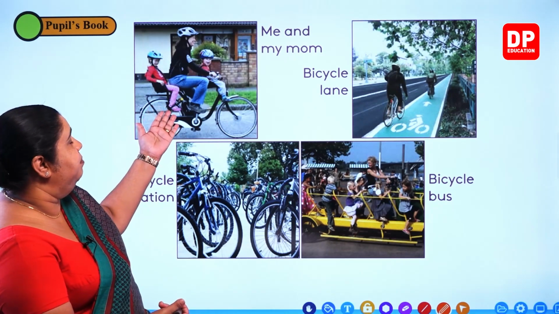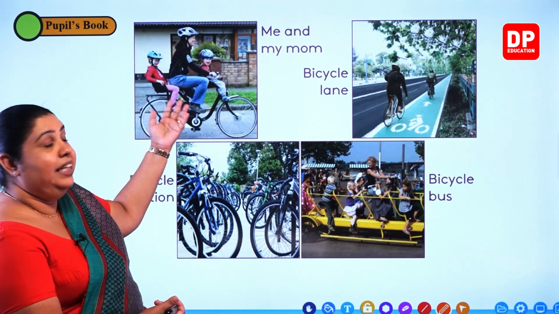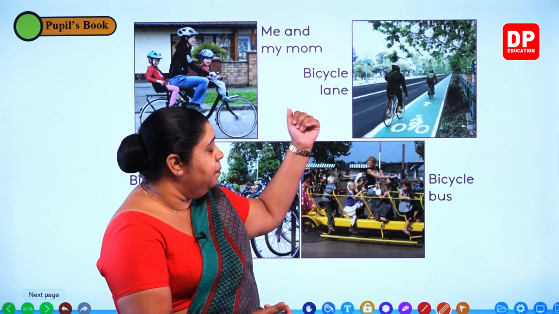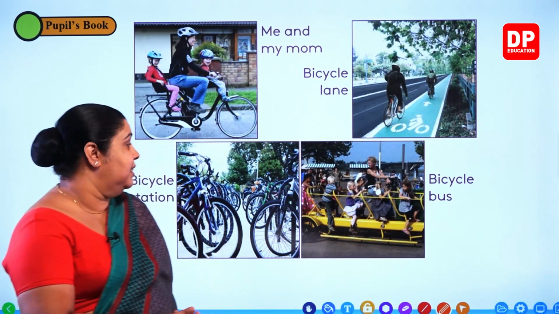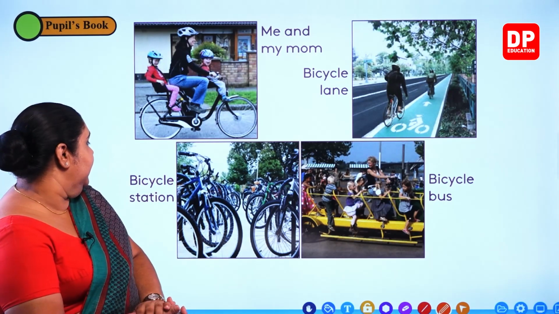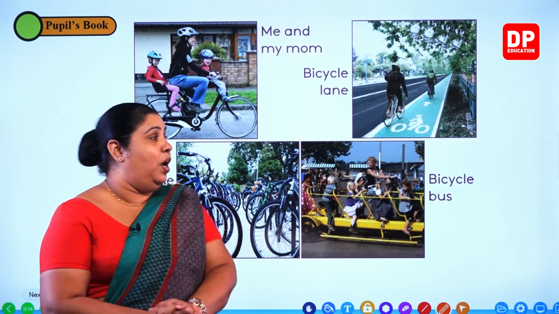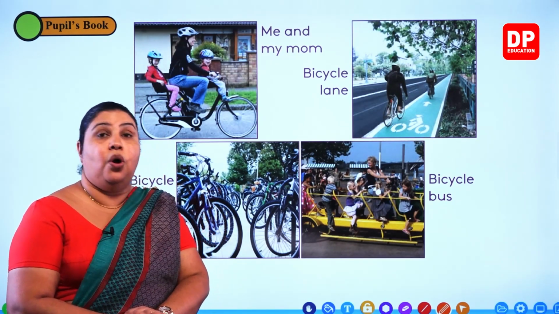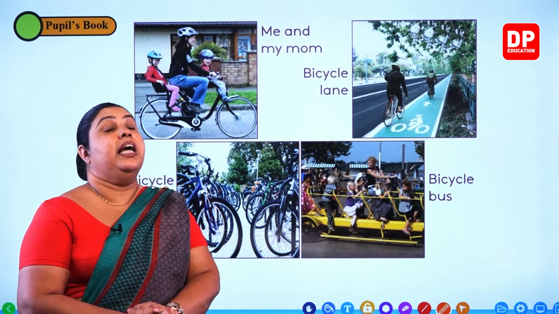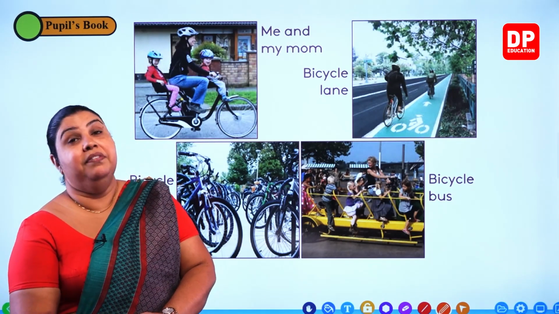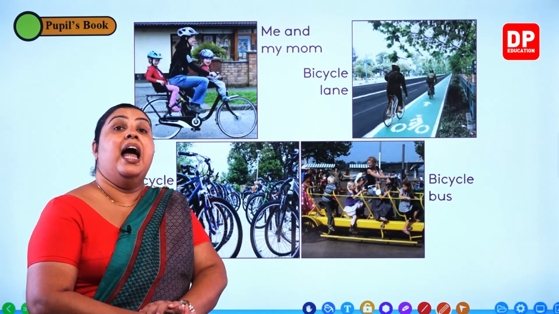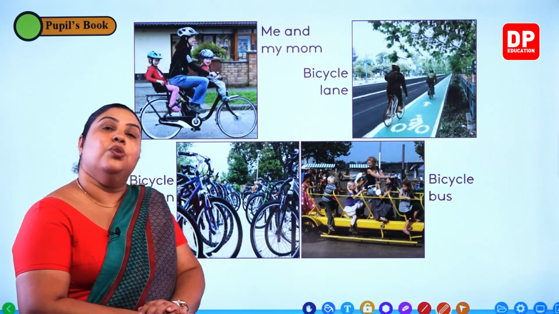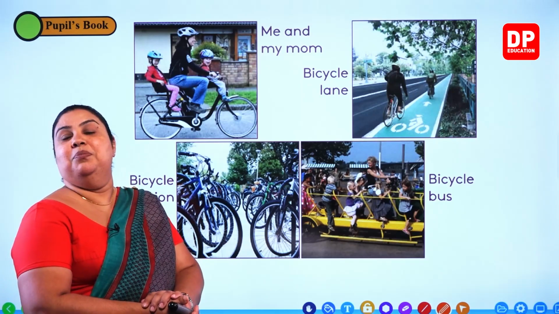So now you can see me and my mum, that is Linda and the mother and the sister, and this is the bicycle lane, and this is the bicycle bus, and this is the bicycle station. So now, after looking at these pictures and after listening to the conversation, I think we can go to our workbook. We'll do the workbook activities, and then we will talk about riding bicycles safely. So come, let's go to our workbook now.